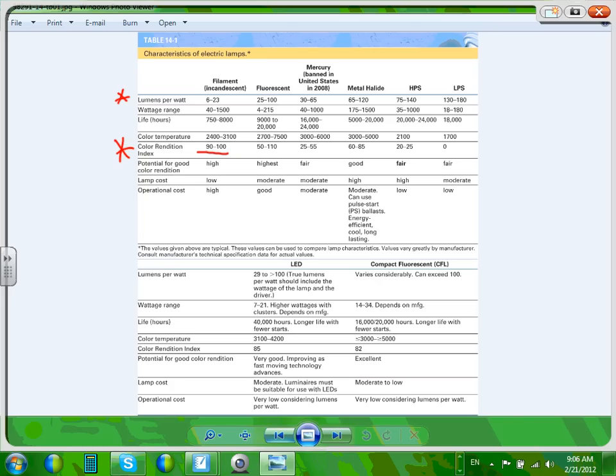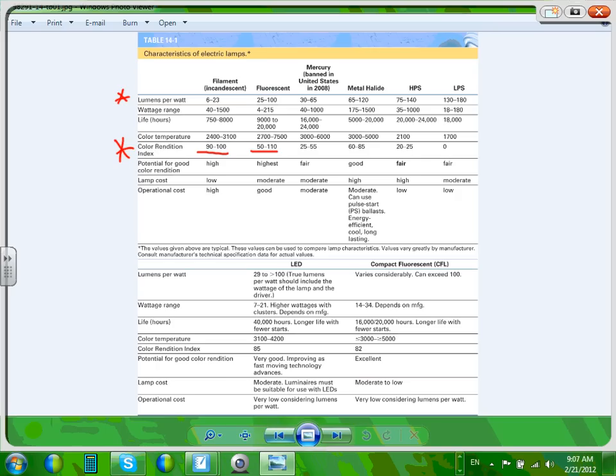Fluorescent can go from 50 to 110. What they do with fluorescent to make them good with color rendering index is paint them. They treat the fixture or the lamp to provide a better color rendering index, meaning I want to see a wider range of spectrum.